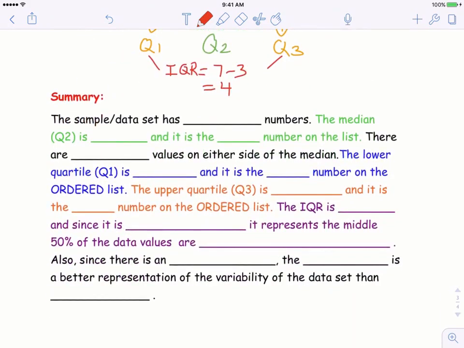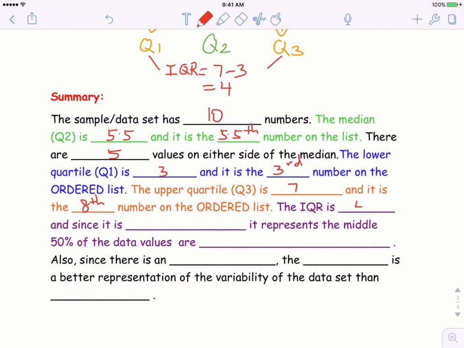To summarize the dataset, the sample or dataset has 10 values this time. The median is 5.5, and it is also the 5.5 number on the list. There are 5 values on each side of the median, so the lower quartile is 3, and it also happens to be the 3rd number on the list. The upper quartile is 7, and it is the 8th number on the list.